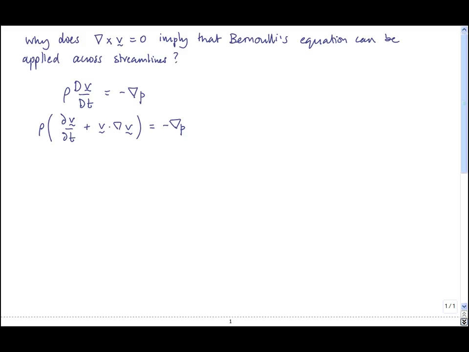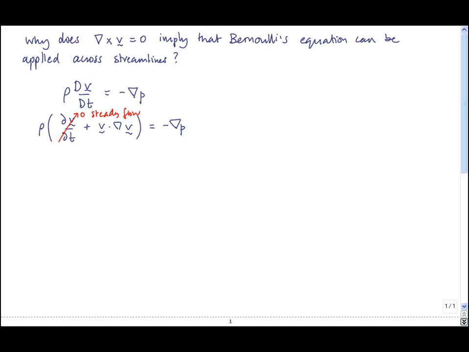And if I consider only steady flows, then this is 0 because the flow is steady, i.e. not changing in time at any point in space. So what I have now is rho v dot grad v is equal to minus grad p.